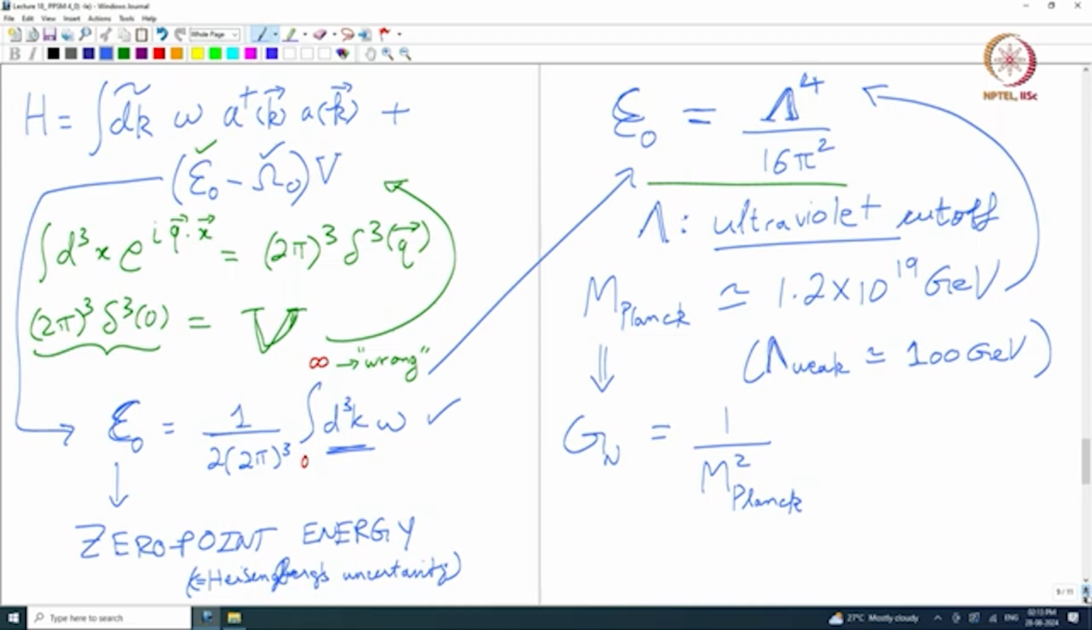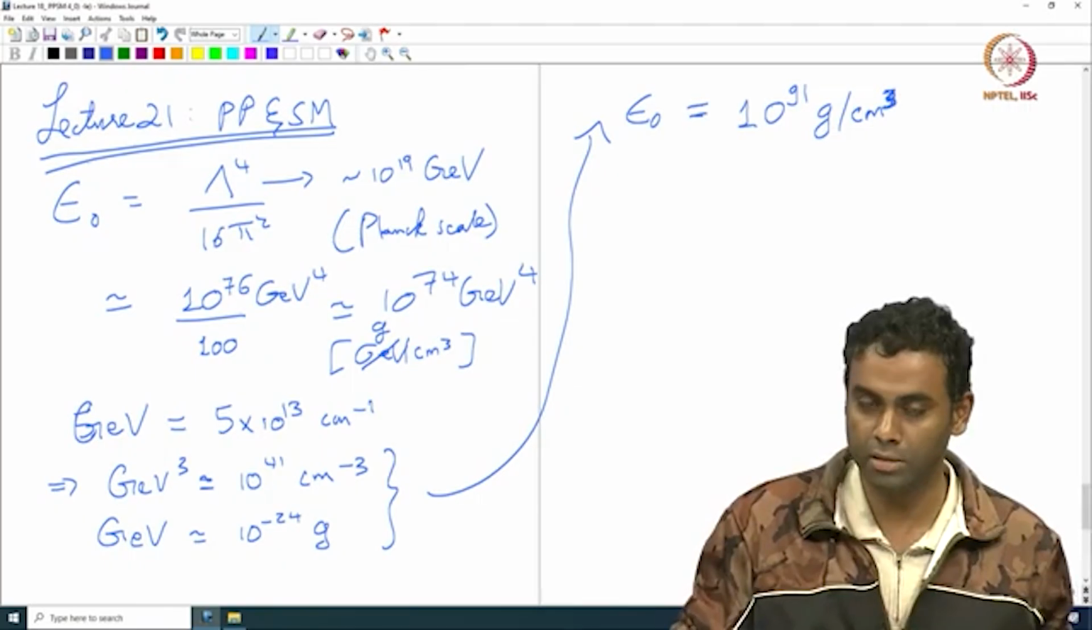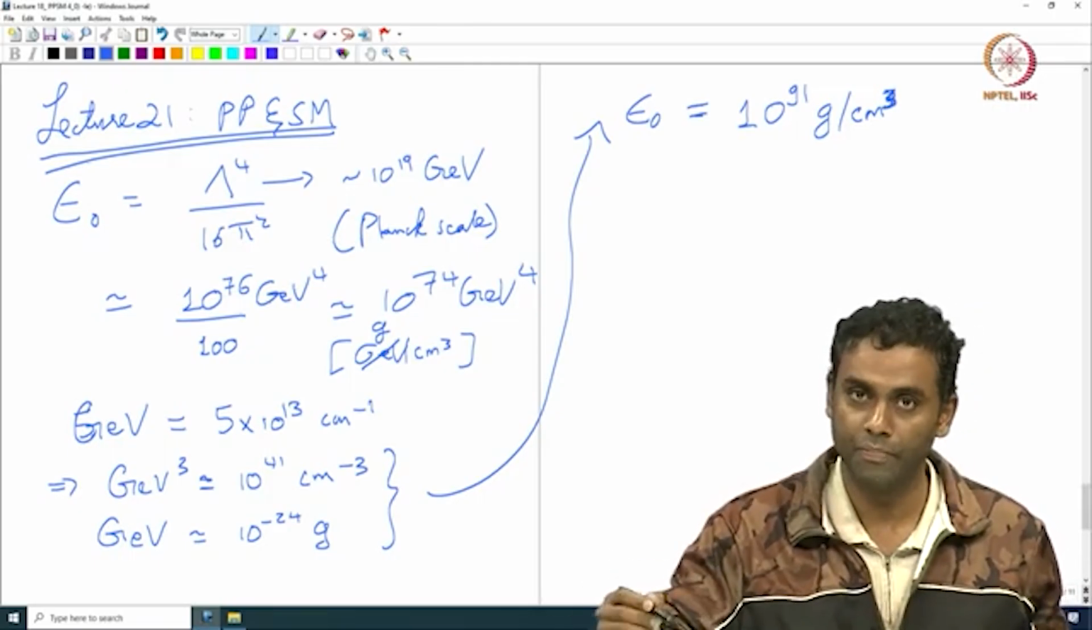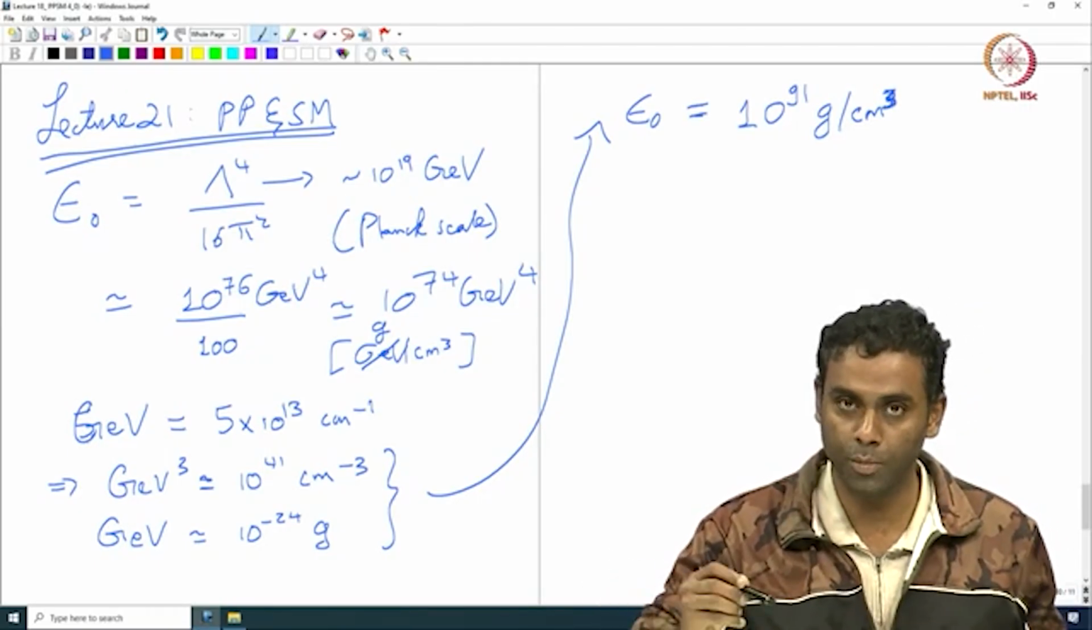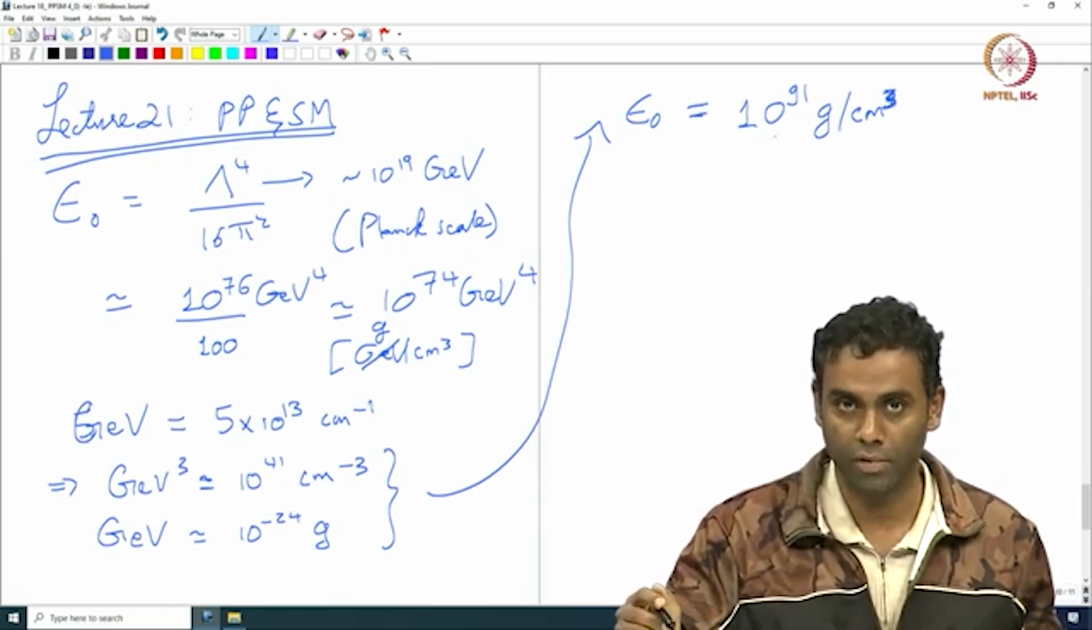And we do know there are scalar fields. The pion is a scalar field, right? The Higgs boson is a scalar field, etc., etc. So it's not some esoteric theory that we are thinking about. Even for realistic theories, you end up with, just like that, from the 0 point energy, you end up with this much energy density. Okay?